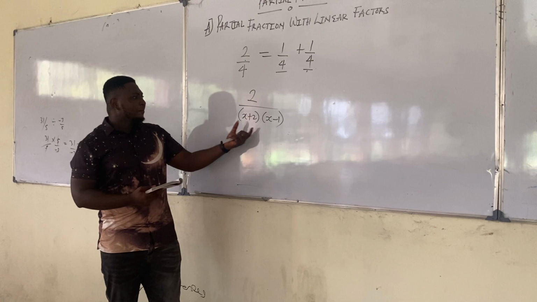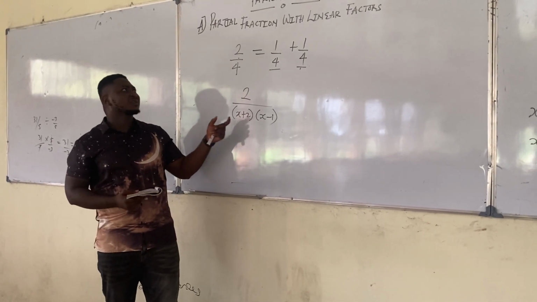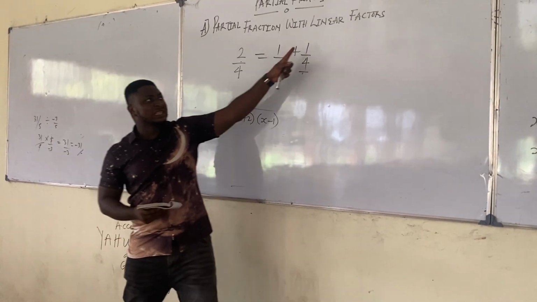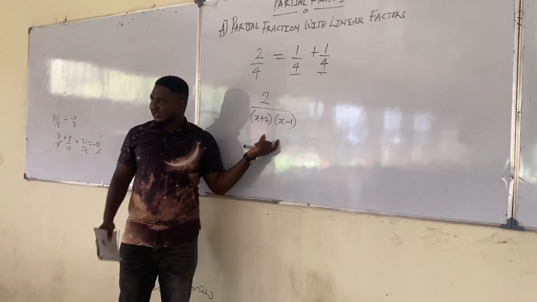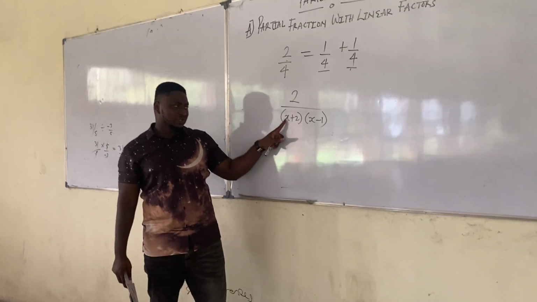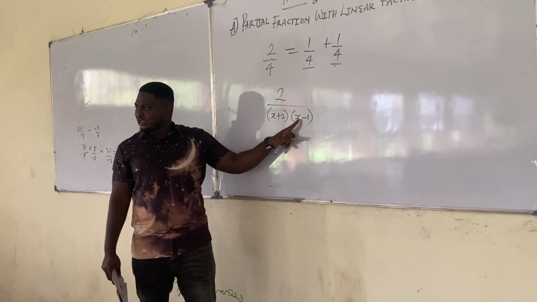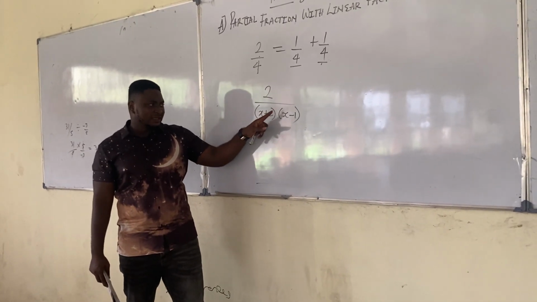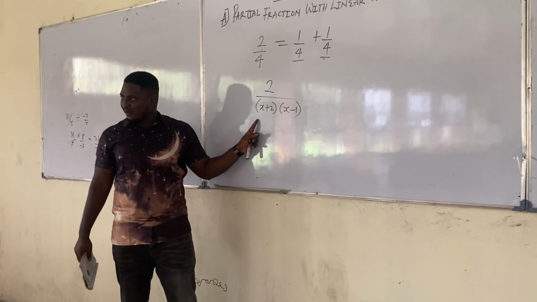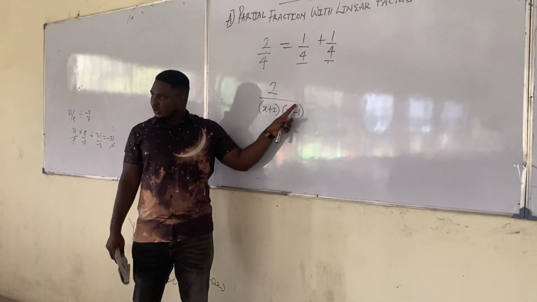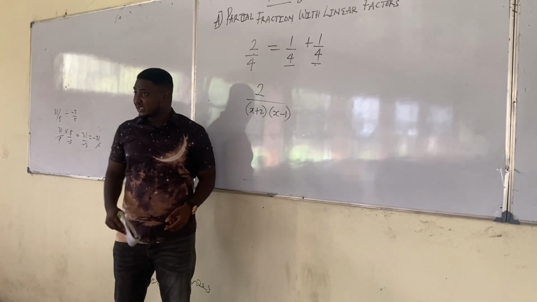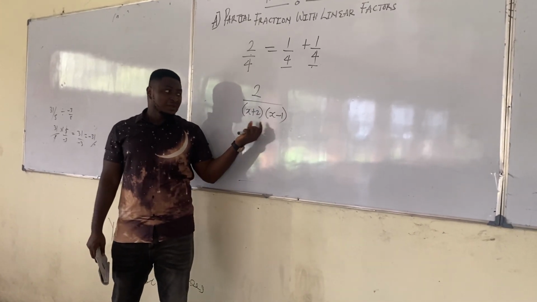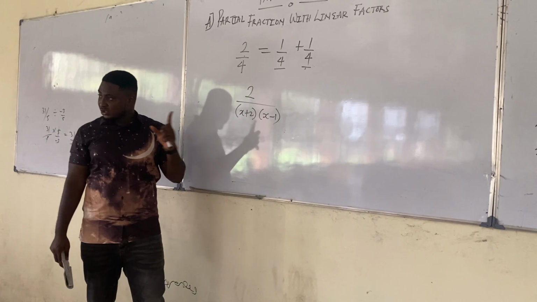Now, this particular partial fraction I just wrote on the board is called a partial fraction with linear factors. Why do we say this is a partial fraction with linear factors? Class, take a look at the denominators. Look at the power of x in the denominator. Are you seeing that it is 1? x means x raised to power 1, right? So this kind of partial fraction is a partial fraction with linear factors because the factors present in the denominators are linear.